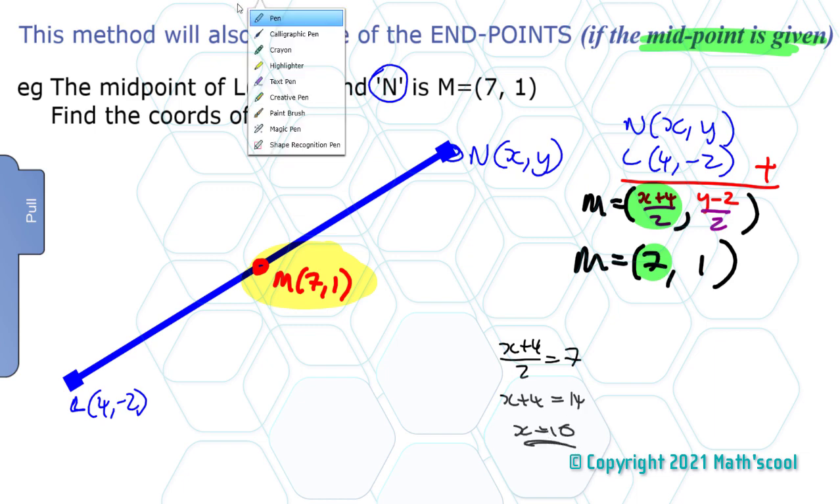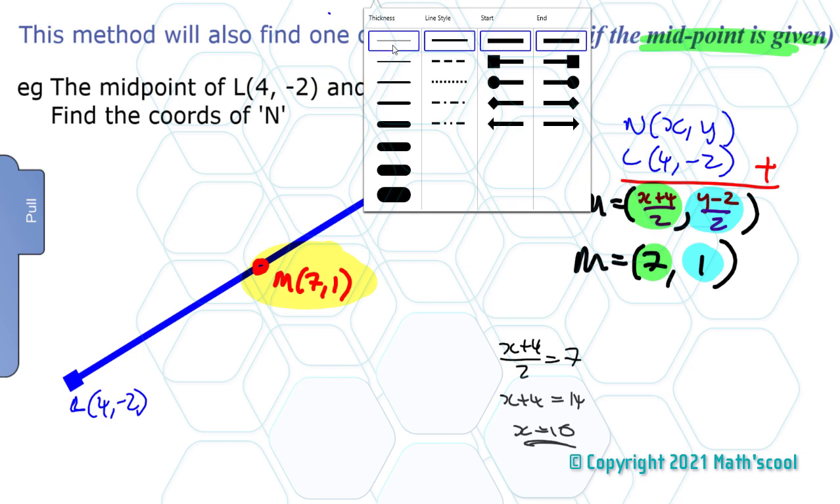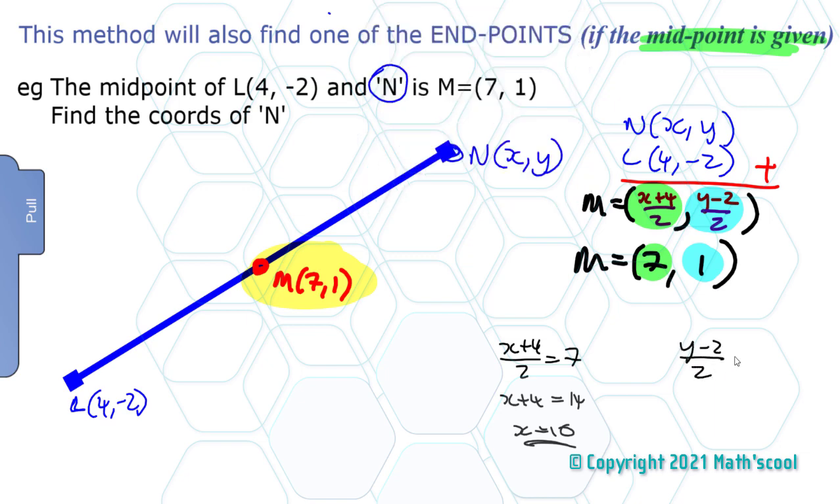And the y coordinates have got to match as well. So we can make those equal to each other. y minus 2 over 2 equals 1. y minus 2 equals 2. y equals 4. So n is 10 comma 4. So we used the same method.